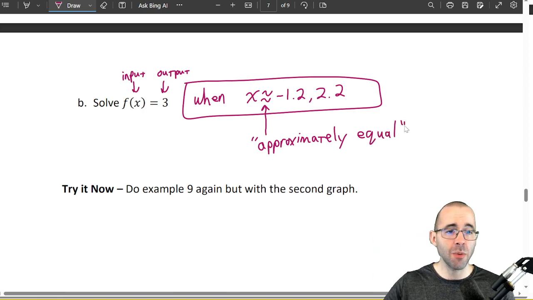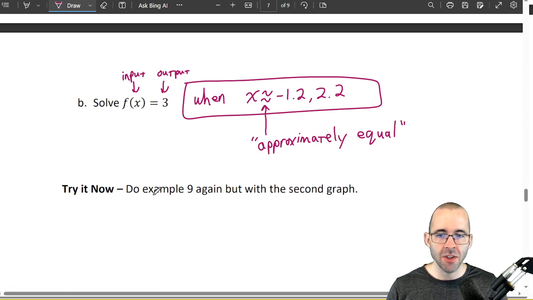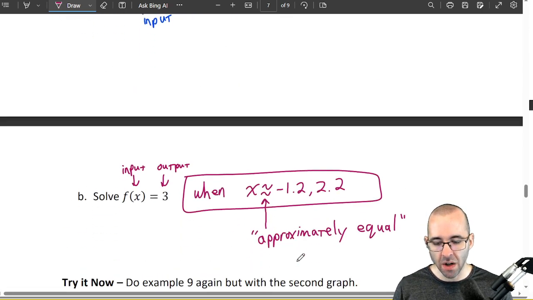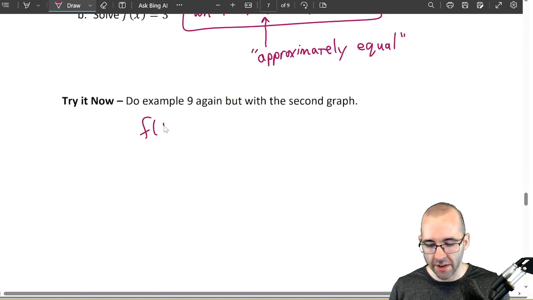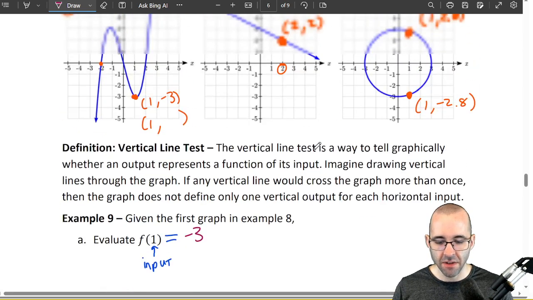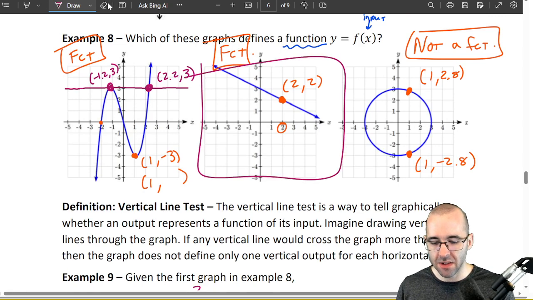All right, and that's all the information for this video. Stick around if you want to try it now. Do this example again, A and B. Again, evaluate f of 1 and solve f of x equals 3. For example 9, do it again now with the second graph. So go ahead and do it now. See if you get the right answer.